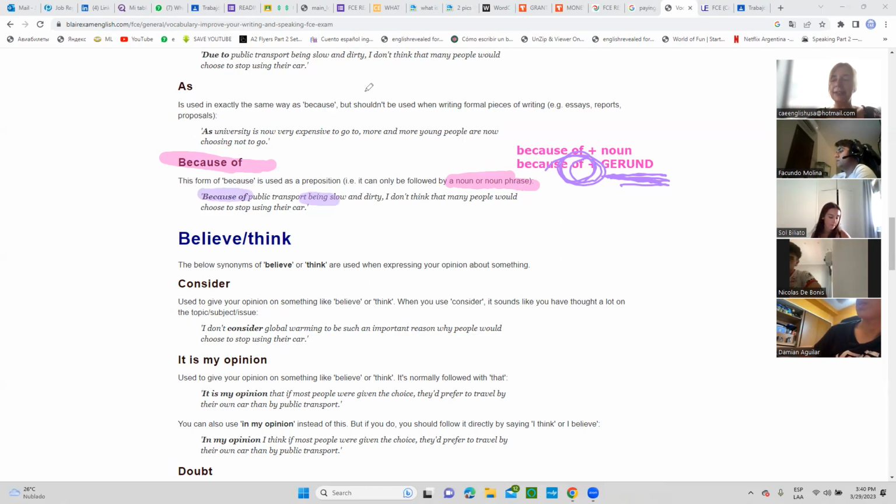The students were late to class because the bus broke down. Because the bus broke down: subject plus verb, subject and predicate. Okay? Now, because of the bus breaking down, gerund. Because of the bus breaking down, comma, the students were late to class.